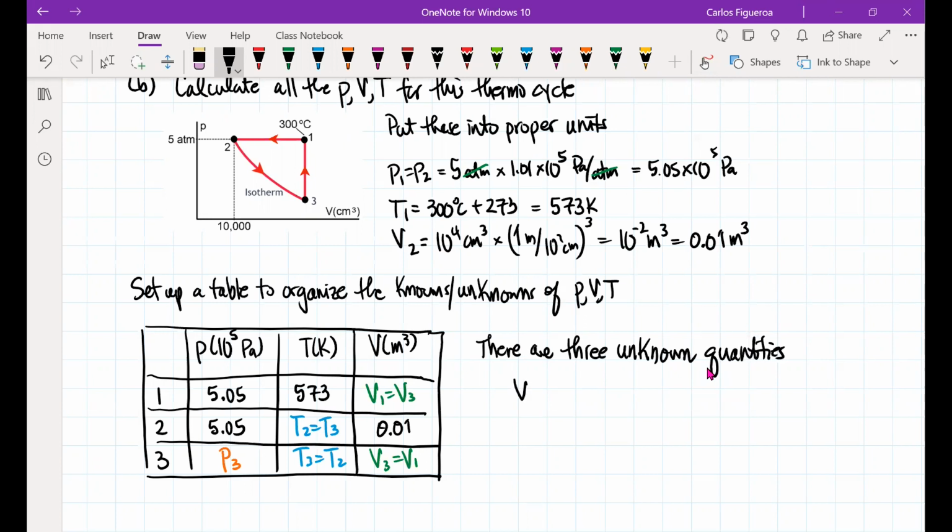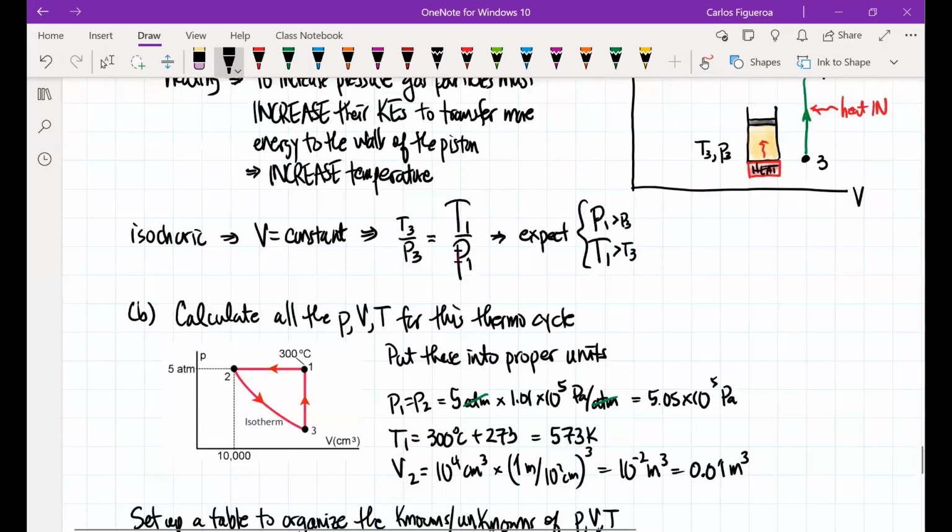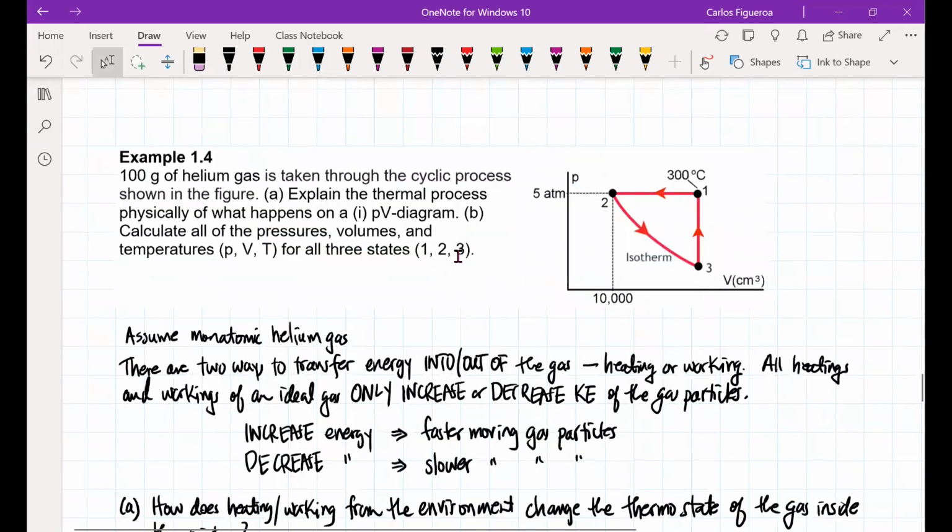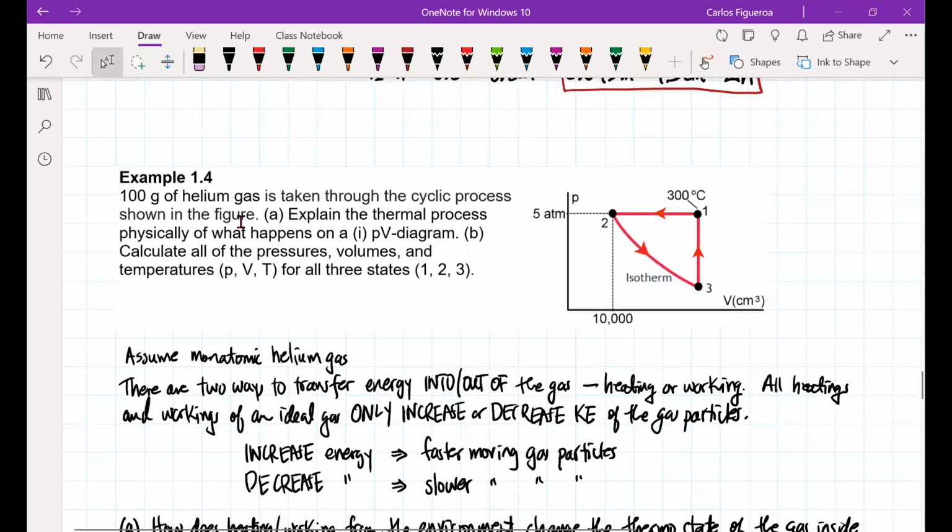We need V1, we need T2, and we need P3. These are the guys that we want to find. Now, one of the things about this problem is if we go all the way back up to the top, note that it tells us that we have 100 grams of helium.